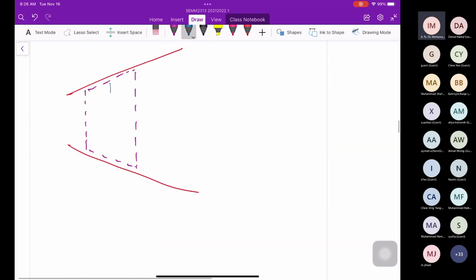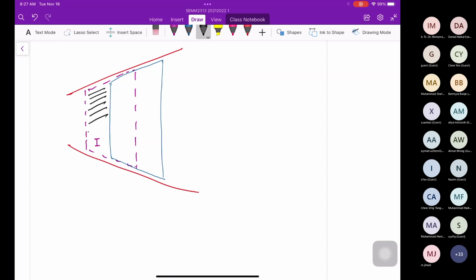Okay, the fluid will move from here to here. This is the new position of fluid. Alright, so let's say this is section 1, and then this is section 1, and then this is section 2.